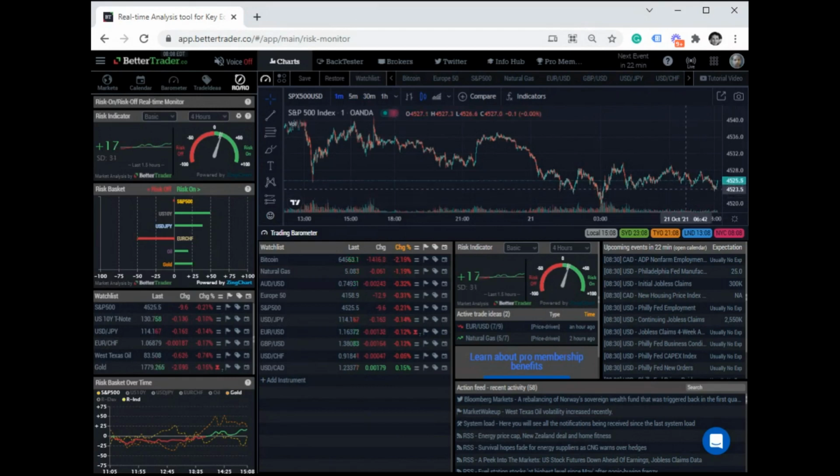So the idea is to combine the risk index with trade ideas, with your way of trading, with support and resistance levels, and so on. You have the basic, regular, and extended market. If you trade S&P, basic and 4 hours is the best setup for intraday.